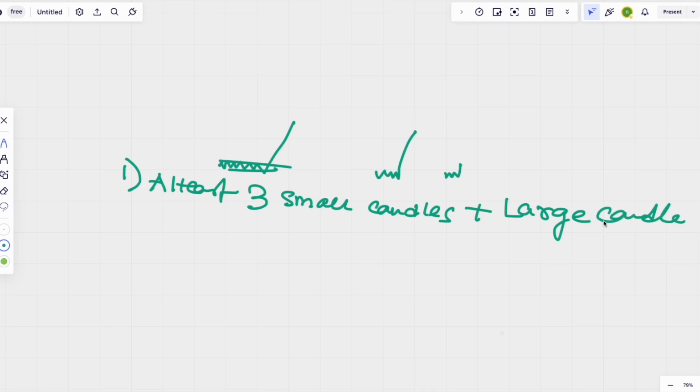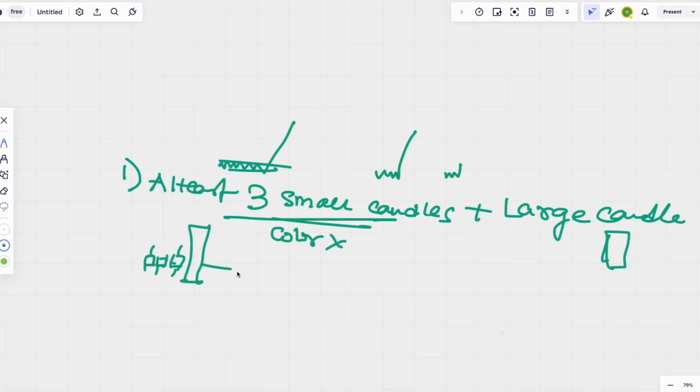That's it. Large candle should be green in color, and these three candles, color is not important. Color is not important. So this is how a build up looks like. Like let's say like this, and let's say we have a large green candle. So this is what we call a build up.